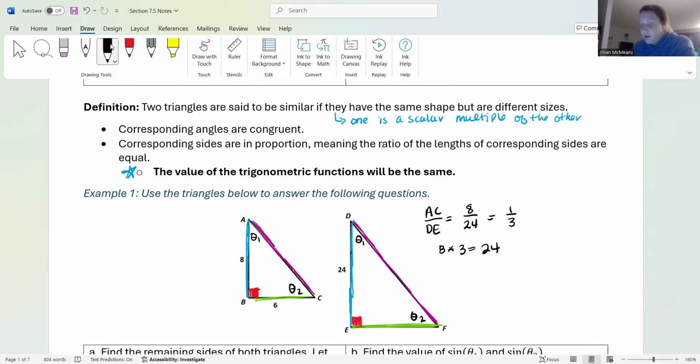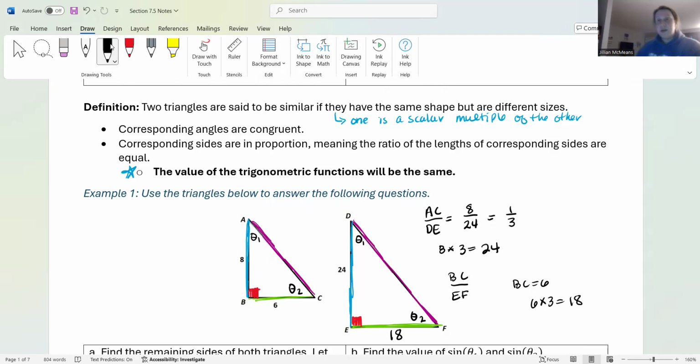okay? Now we know that BC, that's the green, corresponds to EF, okay? And we know that BC equals 6. So if I were to take 6 and multiply it by 3, I would get 18, which has to be the length of EF. So this has to be 18. Now we're kind of stuck when it comes to AC and then DF.